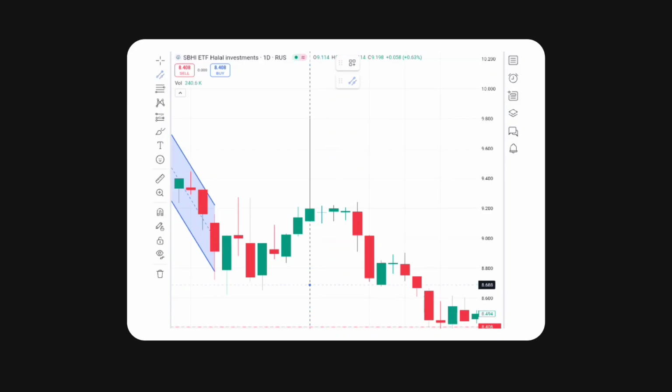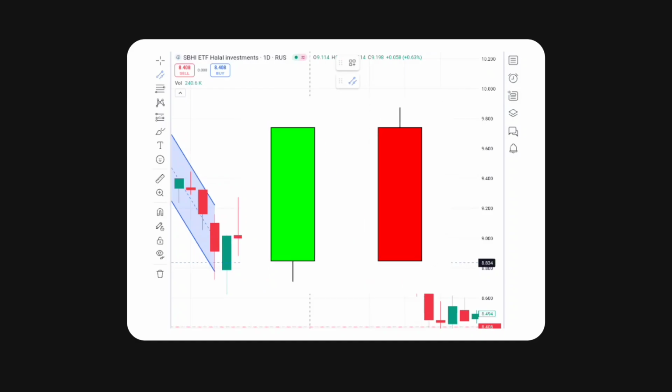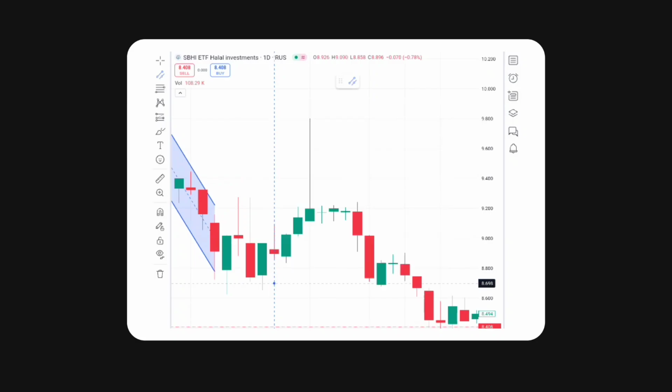Marubozu close candle: here, "close" means the closing price has no shadow, but you can see a small wick on the opening side, and it is completely opposite to the opening Marubozu candlestick. So if there is a bullish close Marubozu, you will see a shadow on the lower side, not the upper side, and in a bearish closing Marubozu, you will see a shadow on the upper side, not on the closing side.